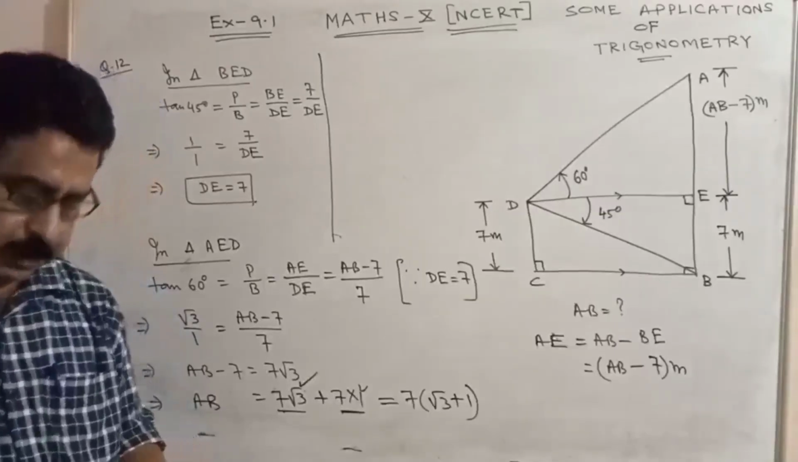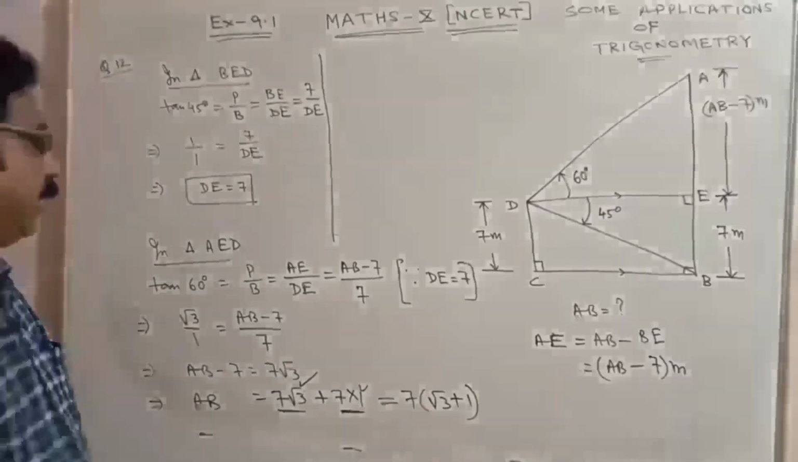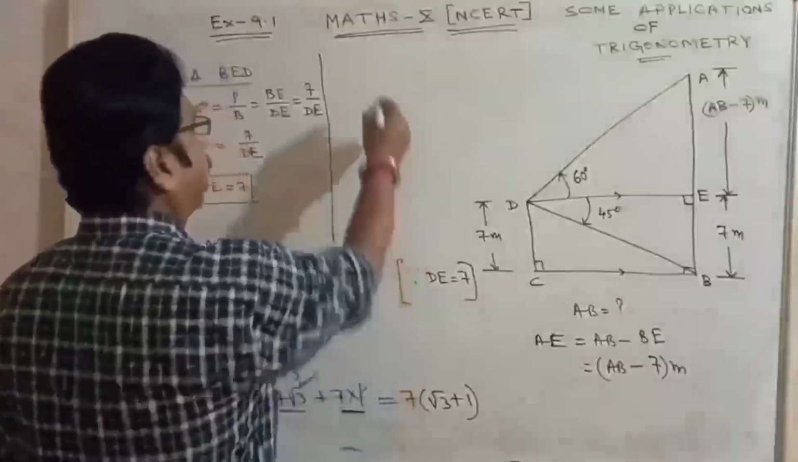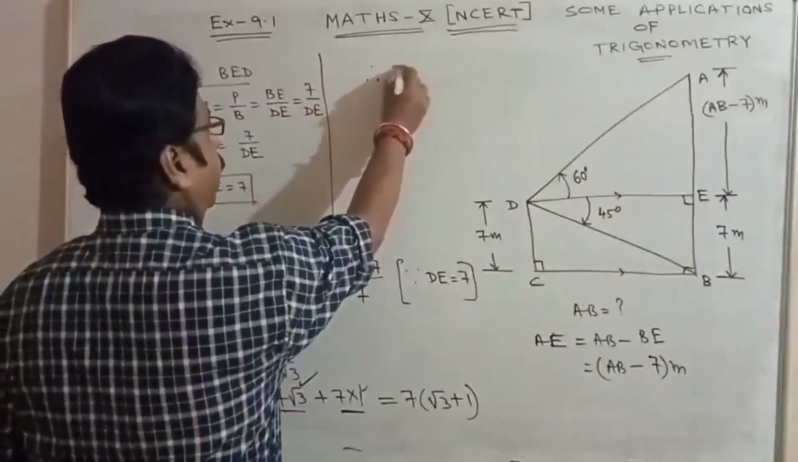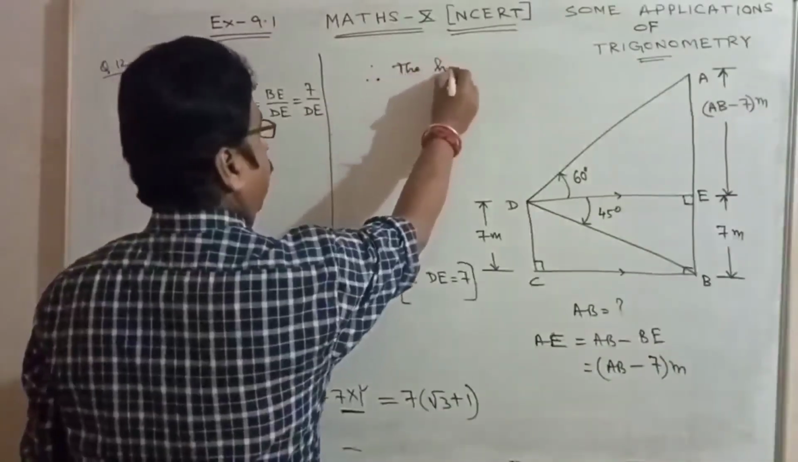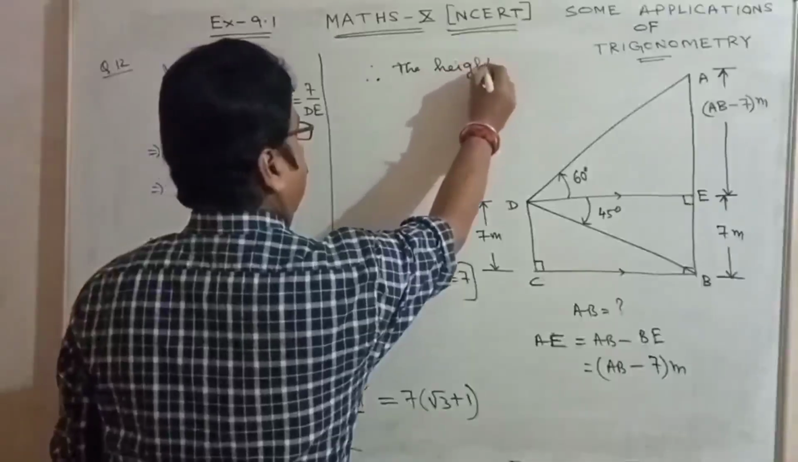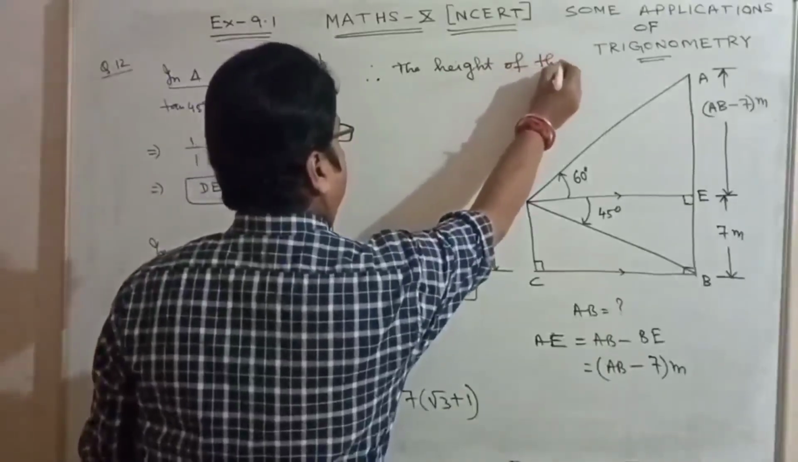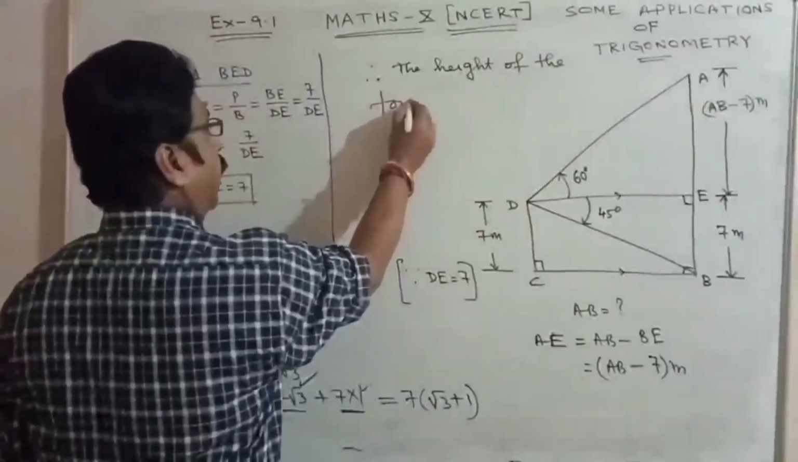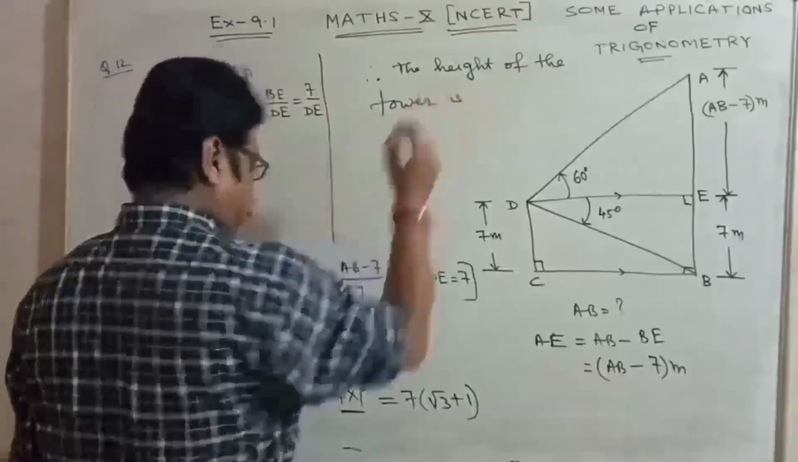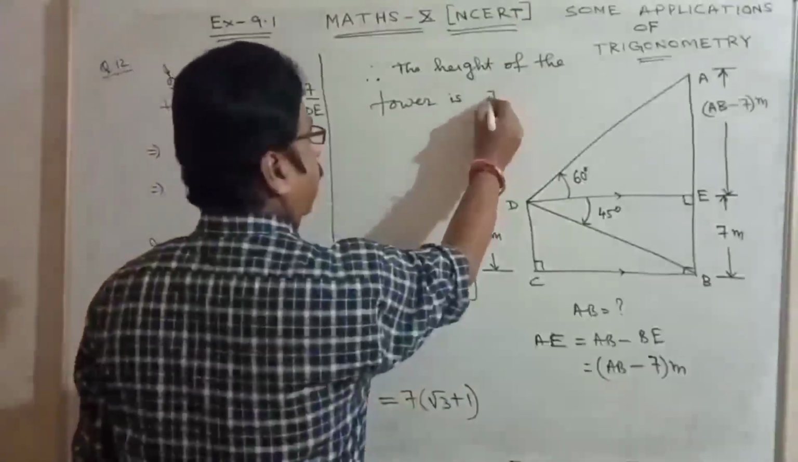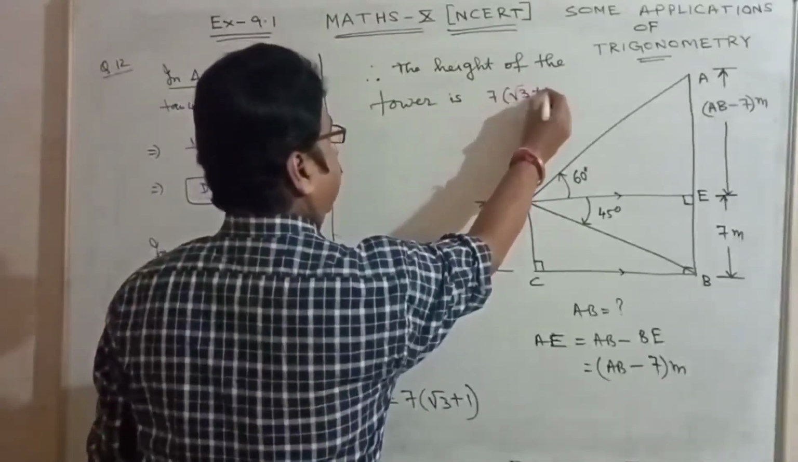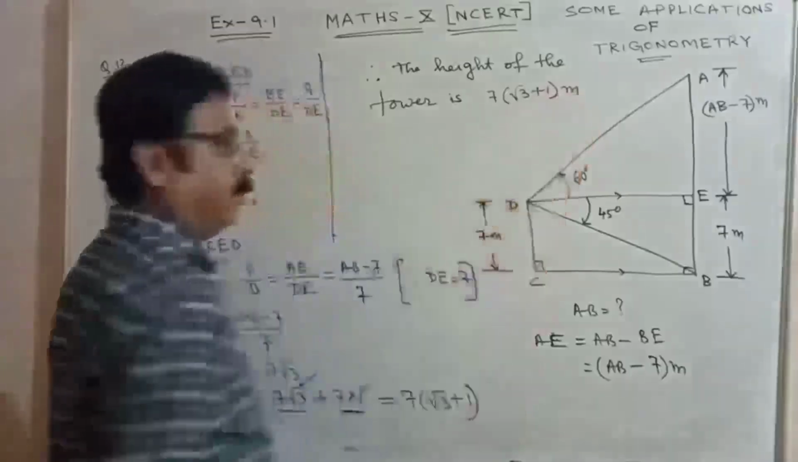Determine the height of the tower. Therefore, the height of the tower is 7 root 3 plus 1 meter.